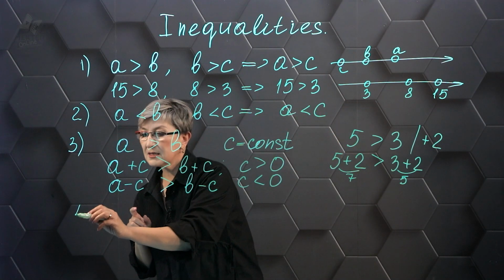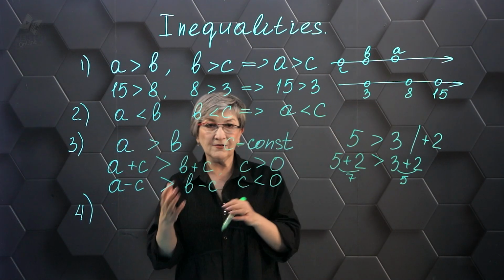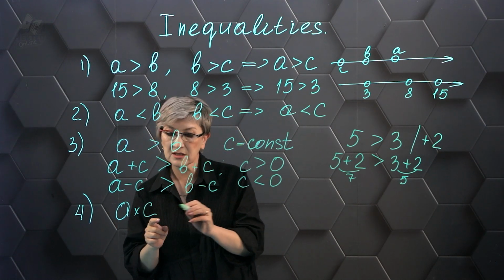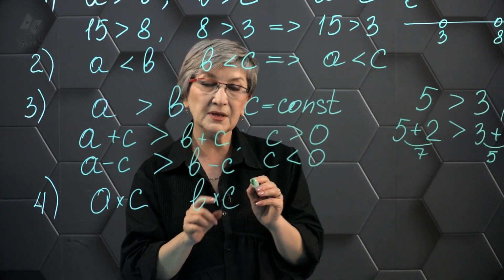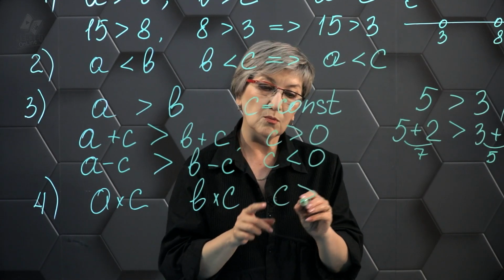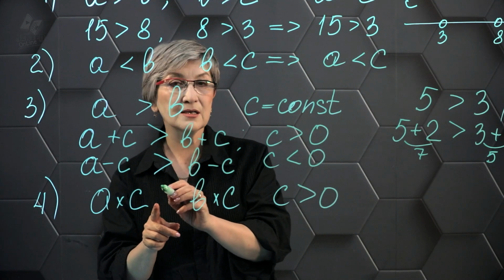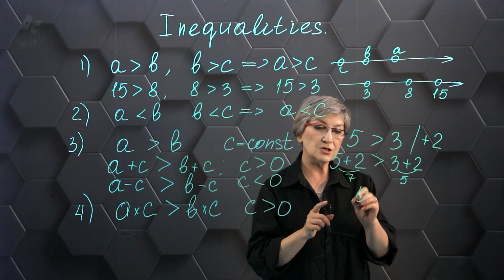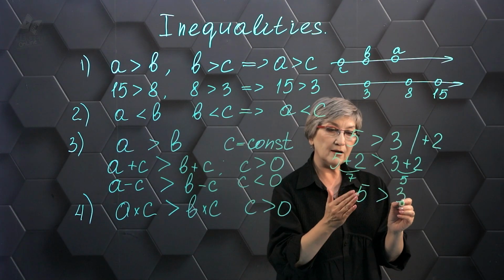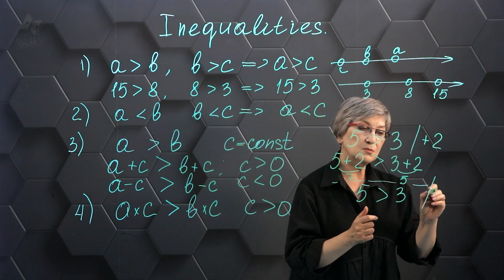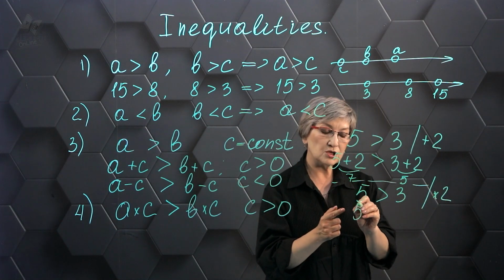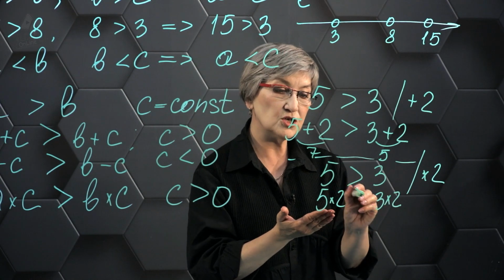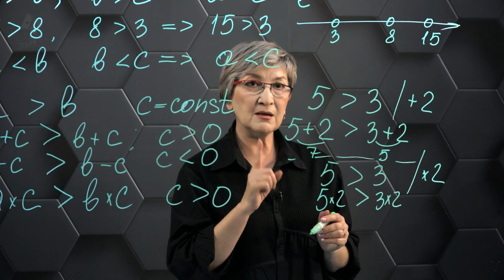But if I multiply the left side and the right side by some positive number C, C is greater than 0, then in this case the sign of the inequality will not change either. Let's look at an example. The same example. 5 is greater than 3. We multiply the left and right parts by 2. 5 times 2 and 3 times 2. And obviously 10 is greater than 6. The sign of the inequality doesn't change.